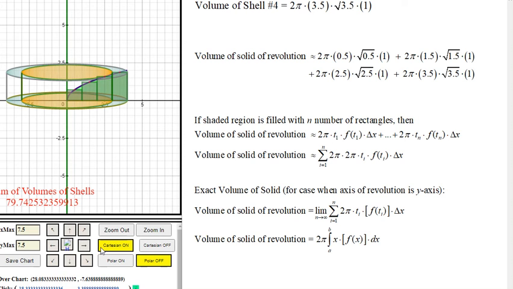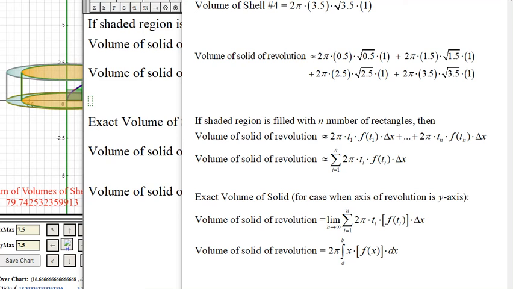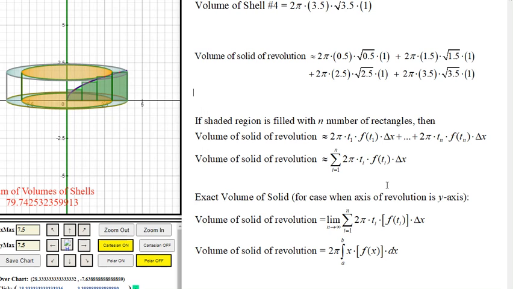In summation notation, there will be the summation of 2 pi times t sub i. t sub i is the average radius, and then f of t sub i, which is the height of the ith shell, and then delta x is the thickness of the shell. So one more time, this is the average radius of the ith shell, this is the height of the ith shell, this is the thickness of the shell.